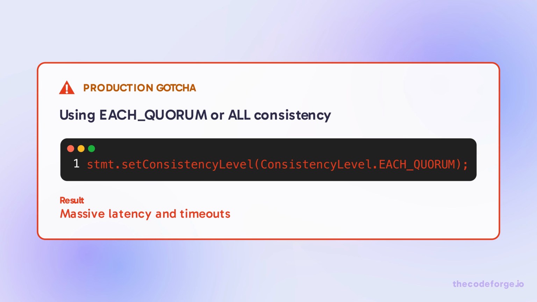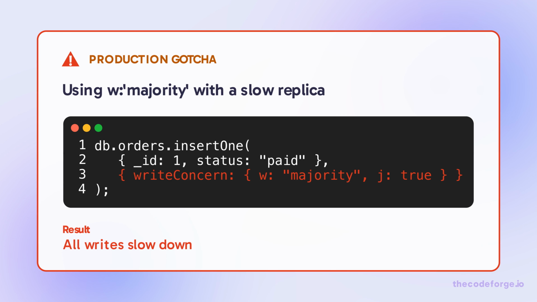Don't use ALL or EACH_QUORUM unless you absolutely need global strong consistency. These levels wait for all replicas across all data centers, causing massive latency and potential timeouts. If you use w:majority, and one replica is slow, all writes slow down. Monitor replica lag and set a wtimeout to avoid indefinite blocking.